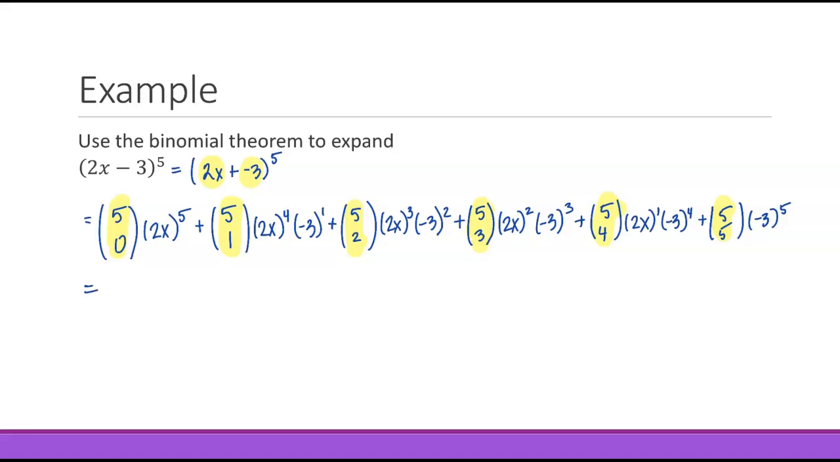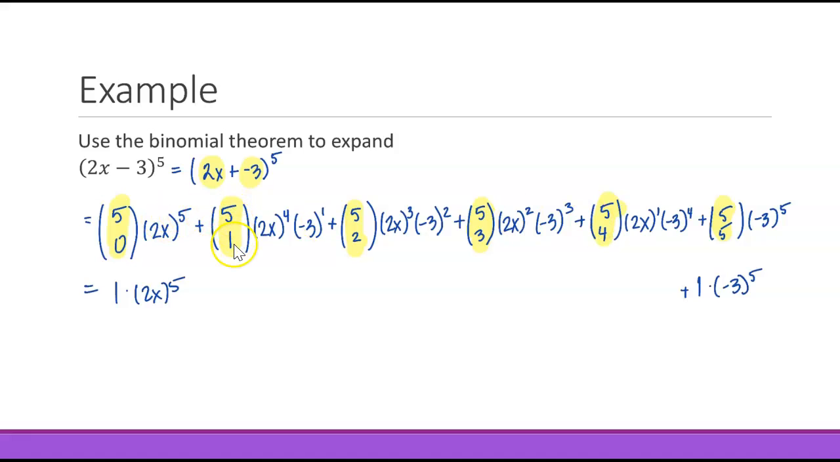So we're going to go ahead and replace those with 1s. So this is going to be 1, and then I have quantity 2x to the 5th, and then I'm going to go ahead and simplify this last term over here as well, because we know this has to be 1, and then quantity -3 to the 5th. Then we'll work on the next binomial coefficient, and because of that symmetry, we also know that the second to the last one is going to be the same value.